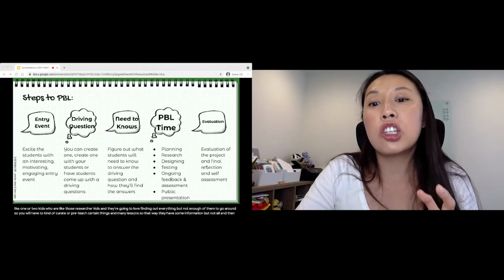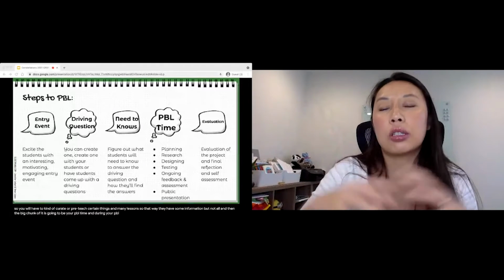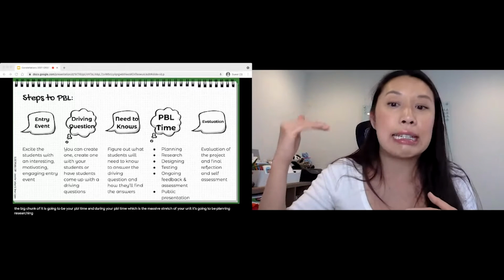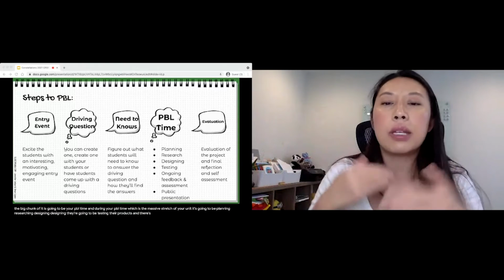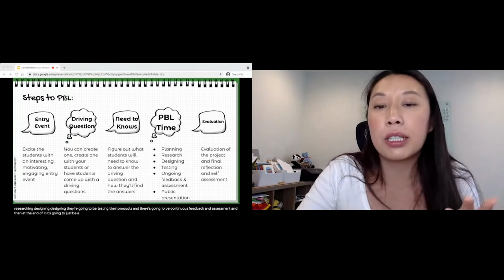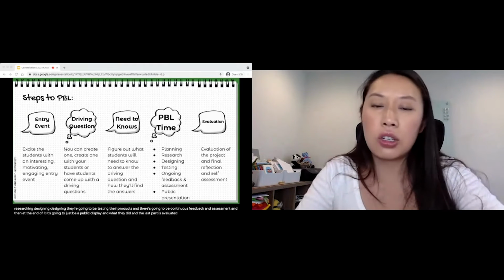And then the big chunk of it is going to be your PBL time. During your PBL time, which is the massive stretch of your unit, it's going to be planning, researching, designing. They're going to be testing their products, and there's going to be continuous feedback and assessment. And then at the end of it, there's going to be a public display of what they did. And the last part is evaluation.